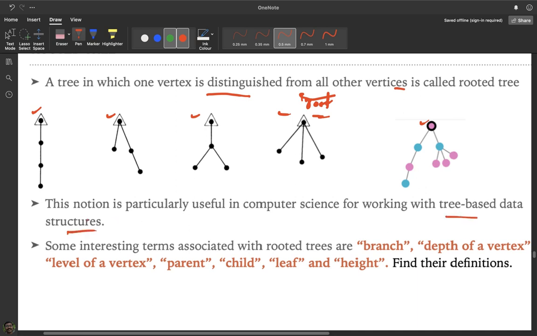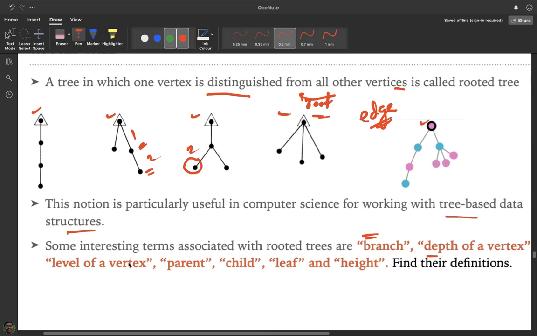In some other textbooks you can find many terms related to roots. So let us see that. In some textbooks and literature, there is a term called branch. Branch is another name for an edge. So in a rooted tree, the edge is sometimes called a branch. The depth of a vertex is basically the distance of the vertex from the root. For example, the depth of this vertex is 1, and the depth of this vertex is 2. In this tree, if you look at this vertex, the depth of that vertex is 2 as well. So the depth of a vertex is the distance of the vertex from the root.